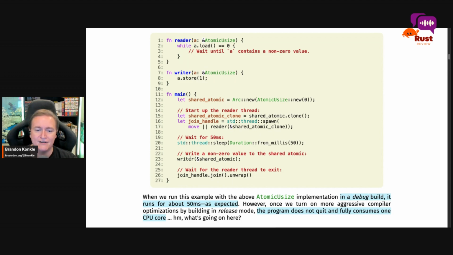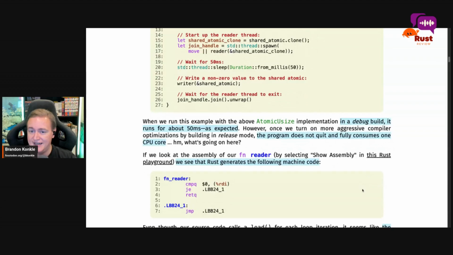So once the writer is called here, once you join the thread back again, once you synchronize with the thread, it should exit. It should say, okay, the writer's done. It's now 1. The while loop is over, and it exits. So in a debug build, when you're just working on it locally, it does exactly what you would expect. It runs for 50 milliseconds for the sleep, and then it exits because the writer immediately sets the usize to 1, and the thread is joined and finishes.